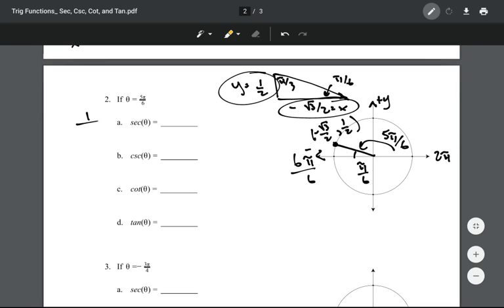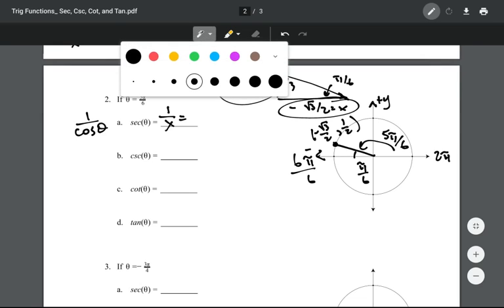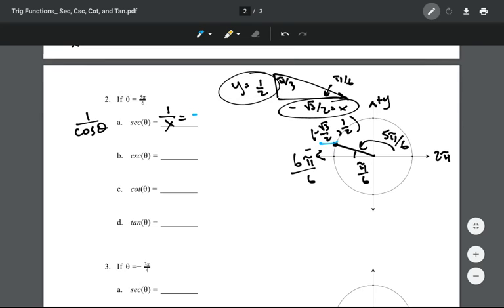Okay, so here we go with secant. Secant is 1 over cosine. Cosine is our x, so it's going to be the reciprocal of x. X is negative radical 3 over 2. So we're going to call that negative 2 over radical 3. If you really wanted to rationalize this, you could. I don't care. I think what you've got right there is fine. If you multiply this by radical 3 over radical 3, you get negative 2 radical 3 over 3. This is fine. Next, cosecant. That is 1 over sine, or 1 over y. So the reciprocal of y is 1/2, so that's going to be 2 over 1, or 2.